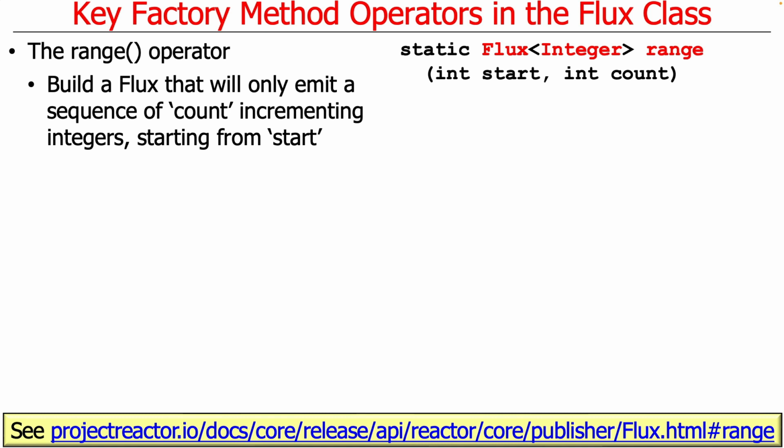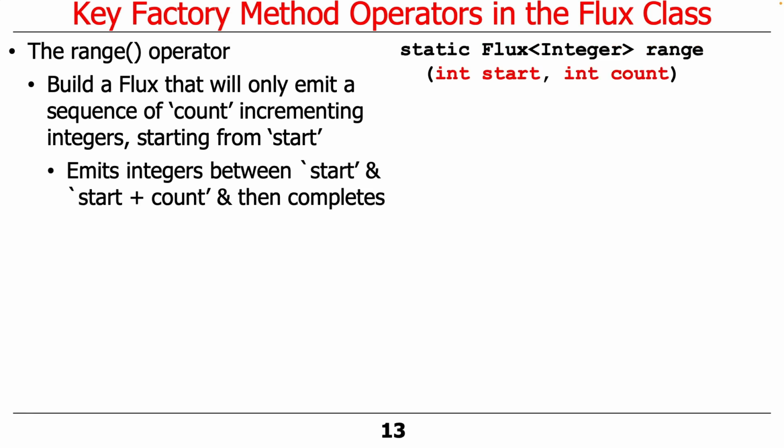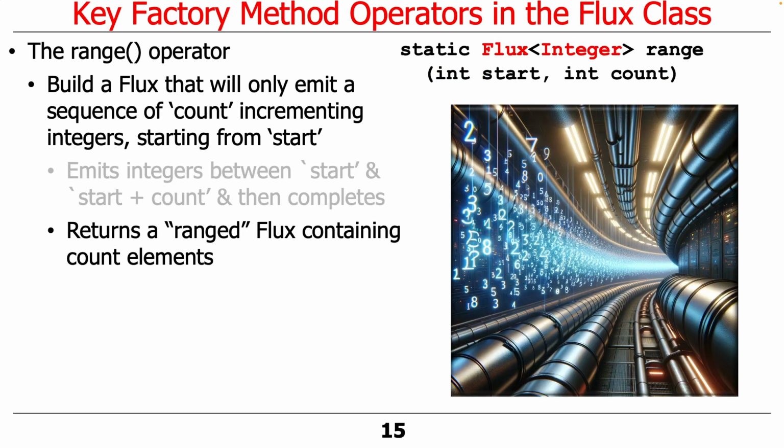Let's talk about the range operator. This is used to build a flux that will only emit a sequence of values from the start to the count. So it'll emit count values starting at start, whatever you give as start. And you can see that these are going to be integers. So starting at start and going up to start plus count, it'll emit them, and it will then complete. You can see that that's what that looks like here. And it returns a ranged flux that contains the count elements. So however many you want, it'll return that many.